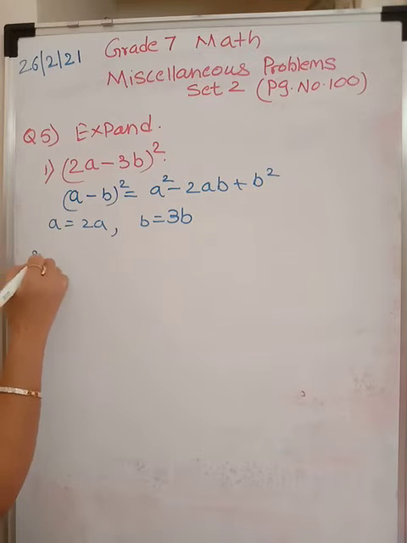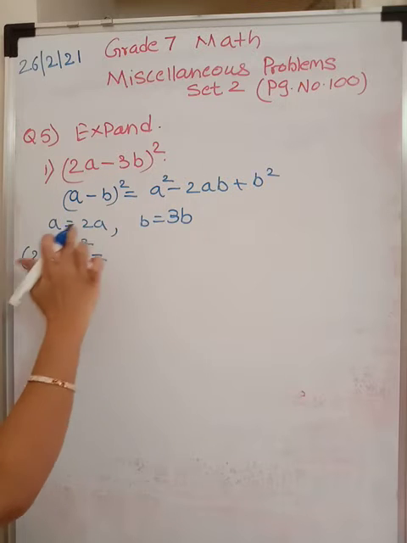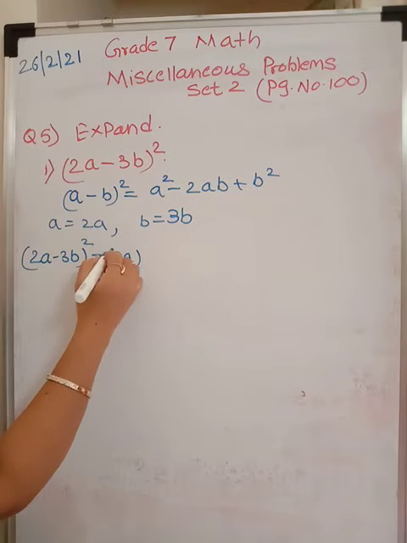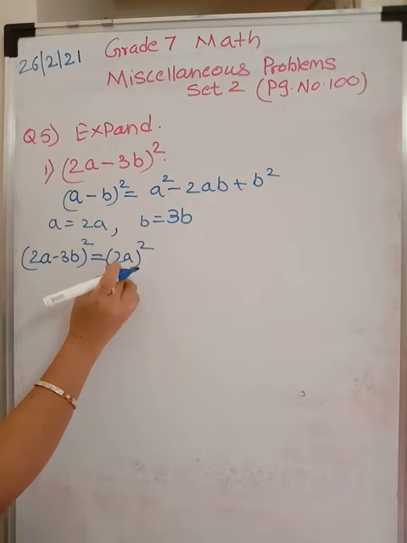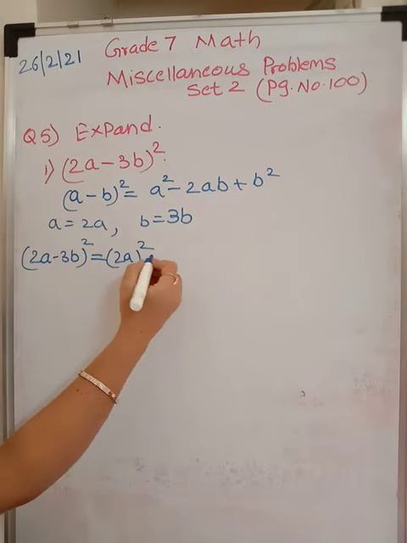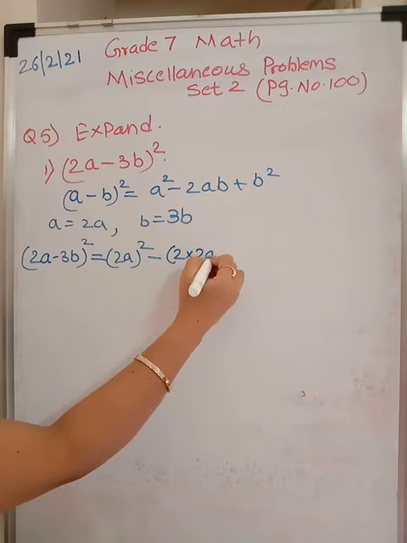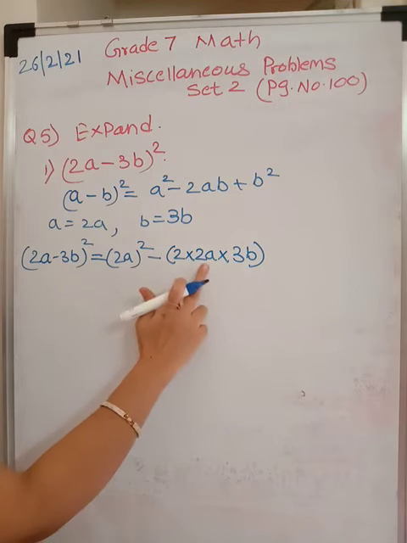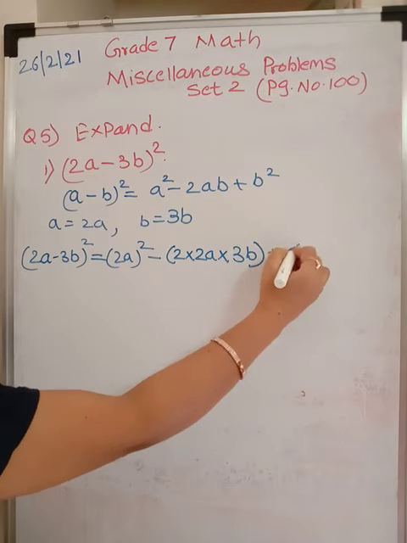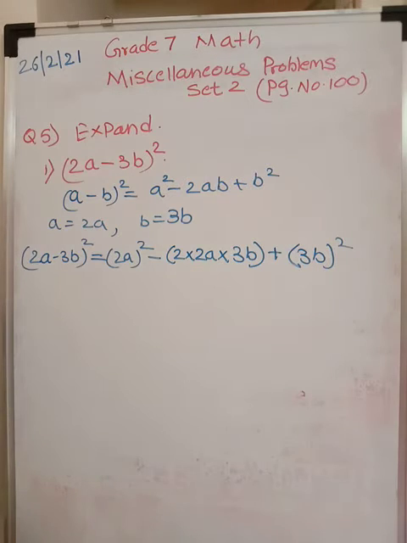So you have (2a minus 3b) the whole square is equal to, first is a square. a is what? (2a) the whole square. Because there are coefficient and variable, we have over here 2 as well as a. So (2a) the whole square. Minus, second is what? 2 into, what is my a? 2a. Into b. b is what? 3b. This is first term, this is second term, and third term is plus sign. And what is your b? (3b) the whole square.